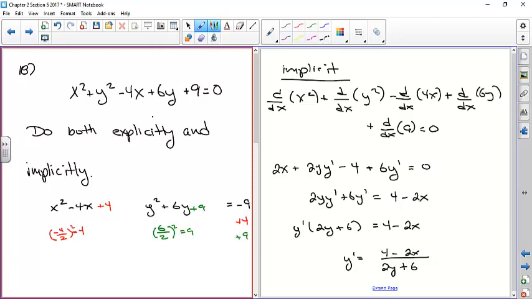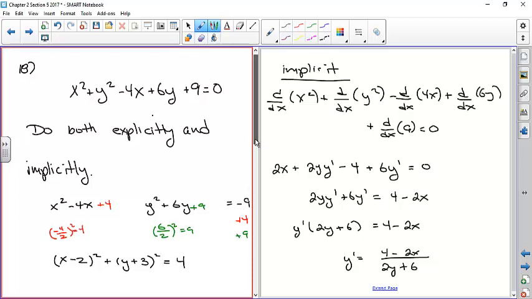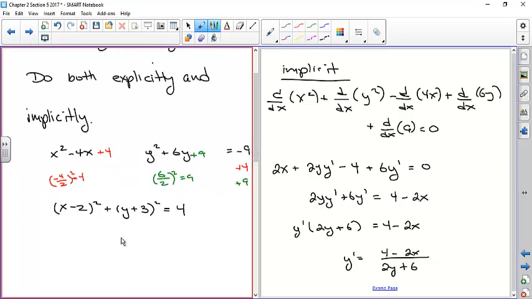That allows you then to make this (x minus 2) squared, and this is (y plus 3) squared. And if you add these numbers together, you end up with 4 because the 9's cancel out. Actually, it's a circle, not an ellipse, because it's a circle with the center offset. So the center would be at x equals 2, y equals -3.